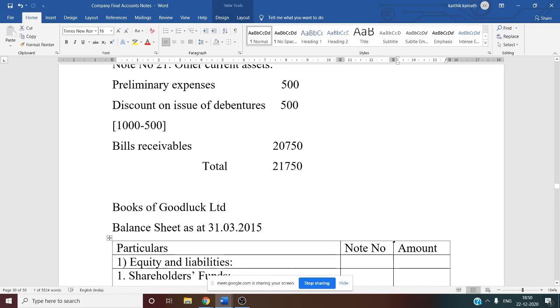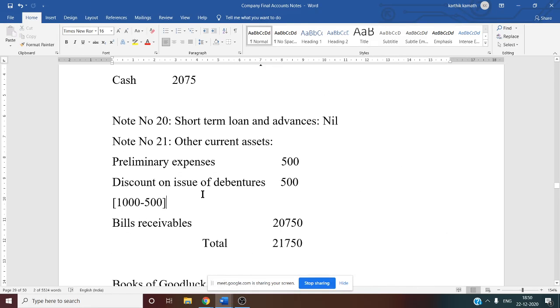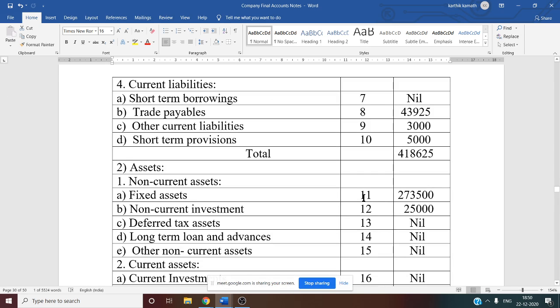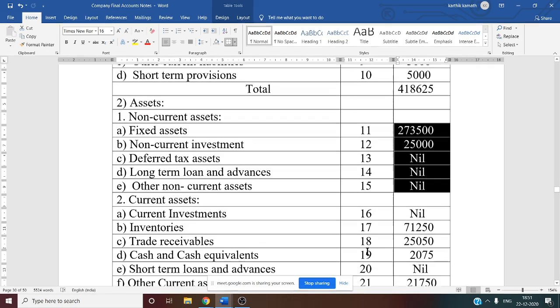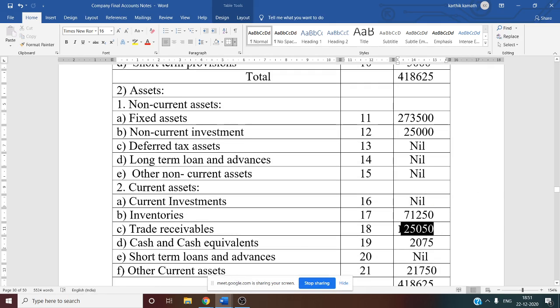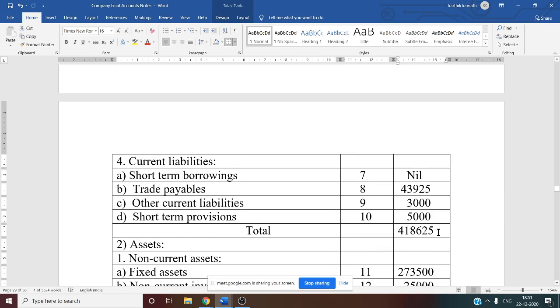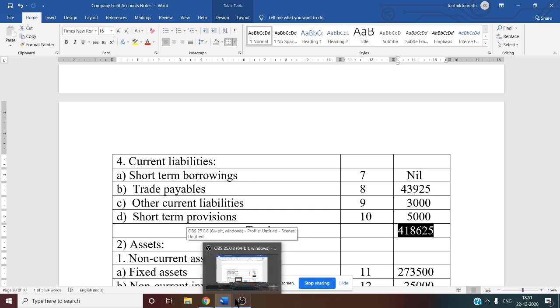So what and all information are there under other current asset? Preliminary expense, discount on issue of debenture, and bills receivable. Final total, that is 21,750. Now we have to add 11 to 21 total. Why? Because we want asset final total. So 11 to 21, all the information we have to add. 2,73,500 plus 25,000 plus 71,250 plus 25,050 plus 2,075 plus 21,750. If you do, you will get 4,18,625. This 4,18,625 should be equal to this answer, liability answer. Yes. So this is how you are going to solve this problem.